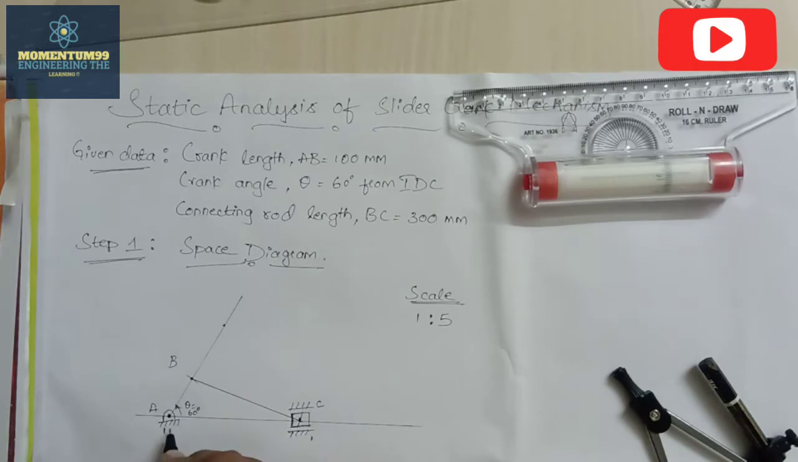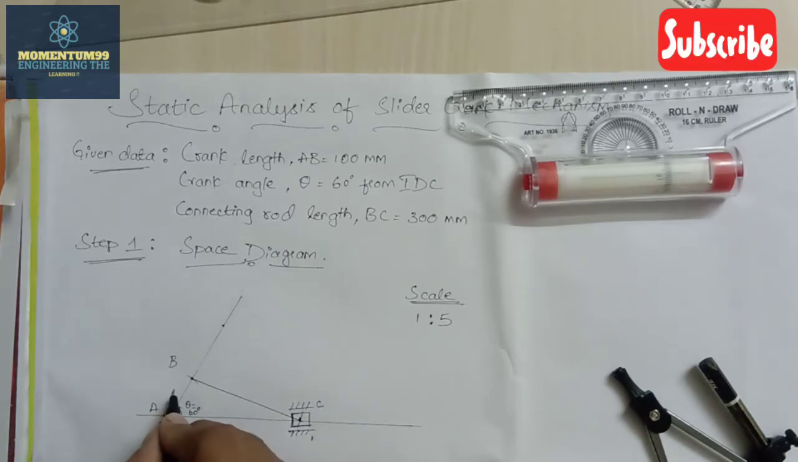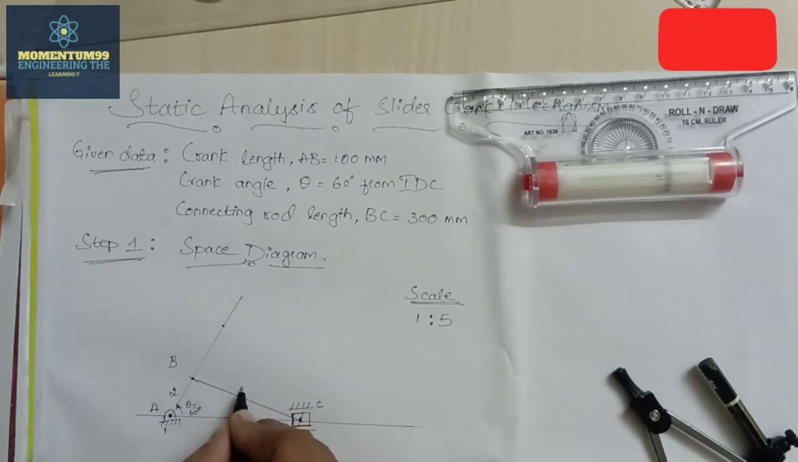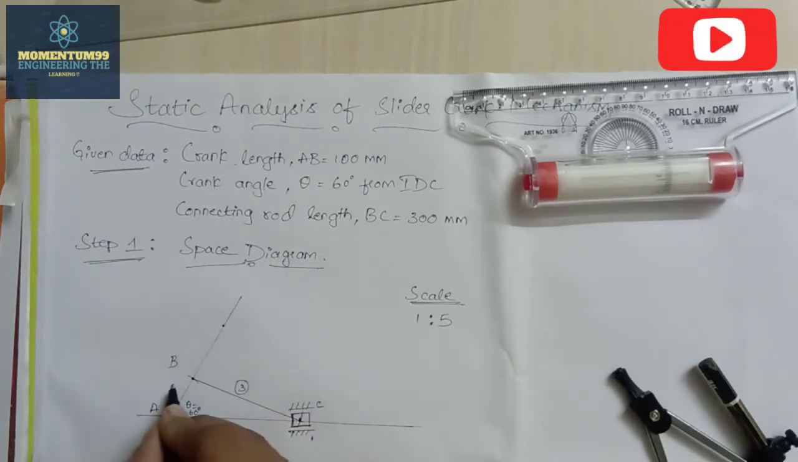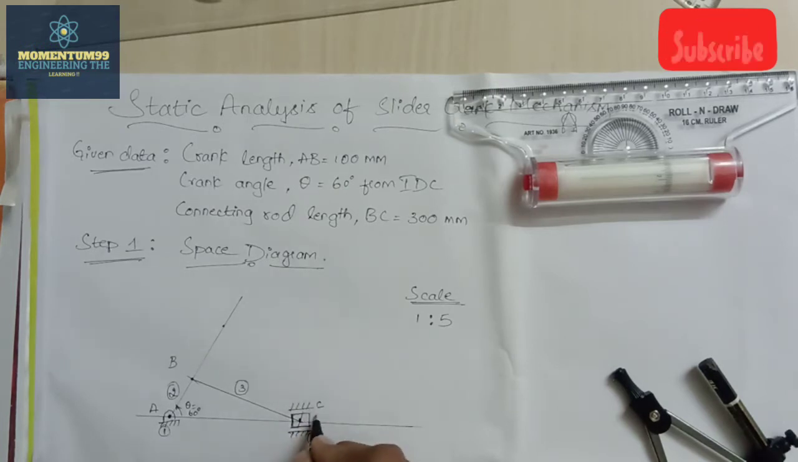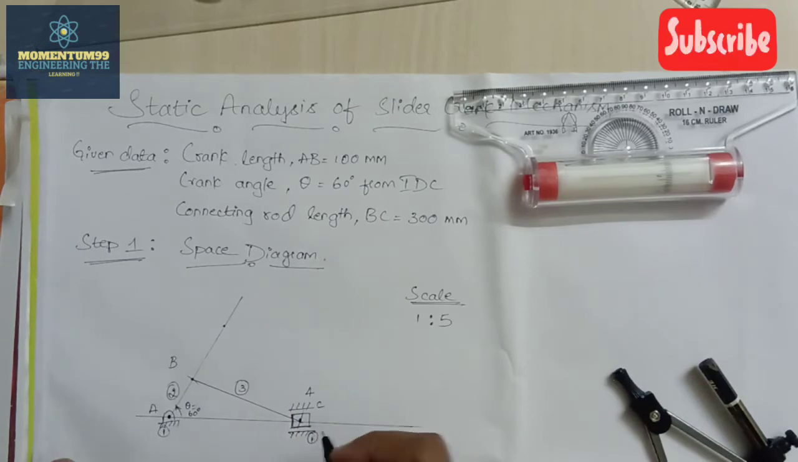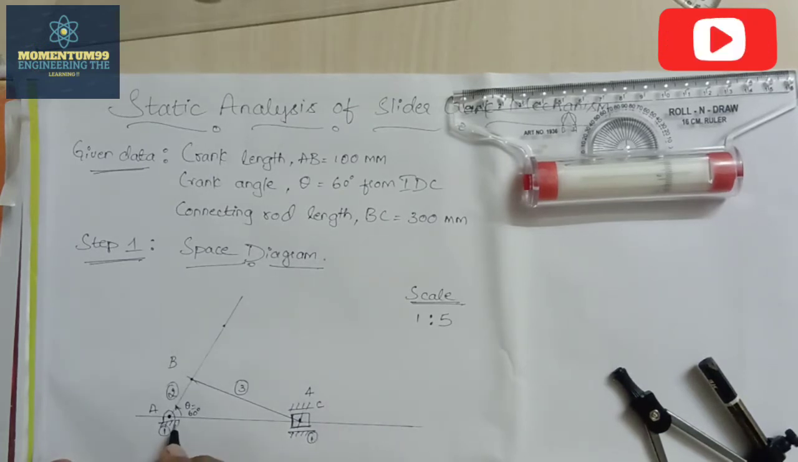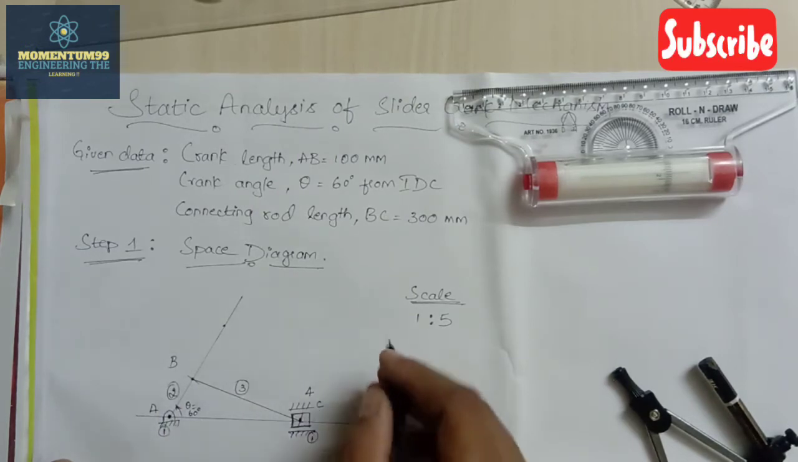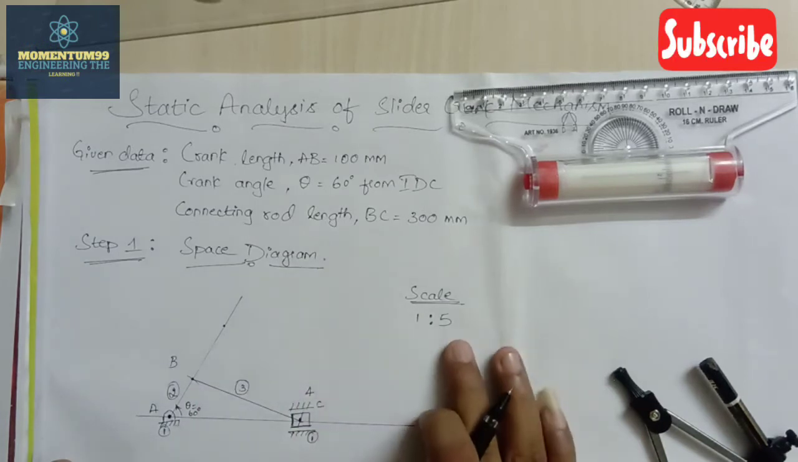Now next to the fixed link we have the crank here. I will be naming this as 2. The crank is connected to the connecting rod, which we have as link 3 here. Now generally links are represented within circles, and we have the slider here, represented by the number 4. So let's name these things: 1 is the fixed link, 2 is the crank, 3 is the connecting rod, and 4 is our piston or the slider. Now this is nothing but our space diagram drawn, taking the scale as 1:5.